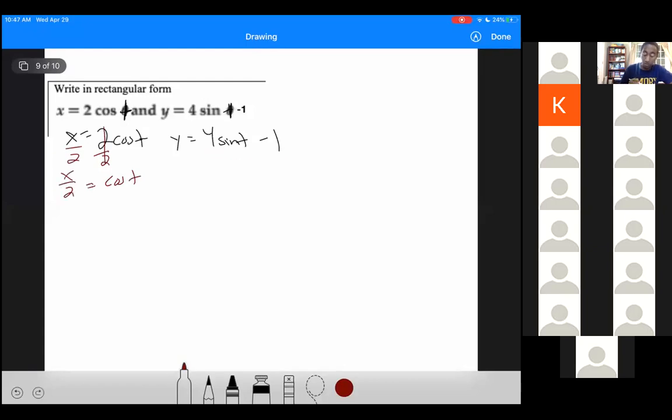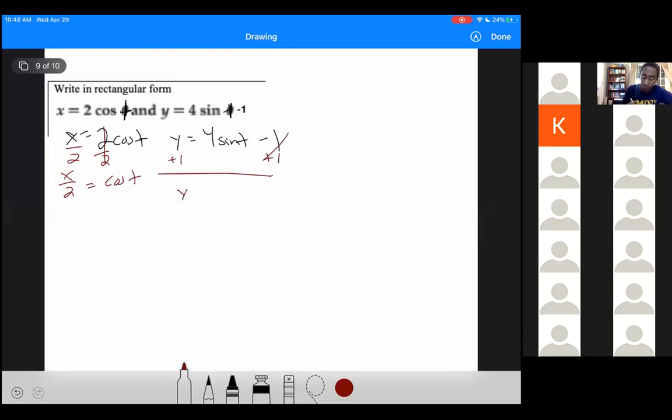Now over here, it's important to notice that this minus 1 is not in parentheses. So therefore, the -1 could be considered outside of the sine. The sine is being applied only to the t, not to the 1, because there's no parentheses grouping all of that together. So you would want to go ahead and move that over first. And then you would divide by 4. So you get sine of t equals y plus 1 over 4.